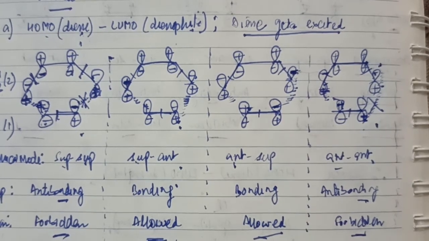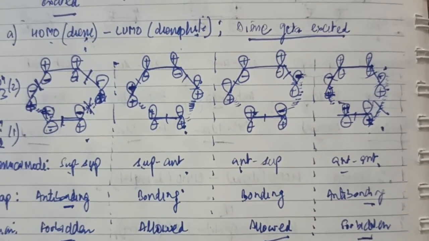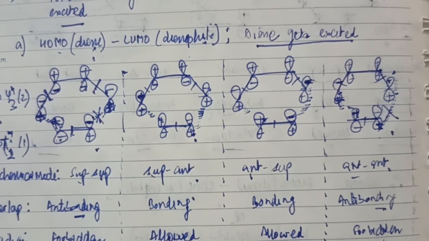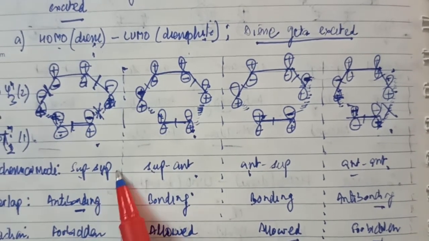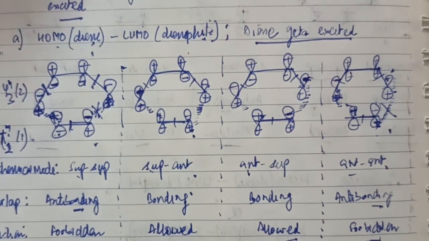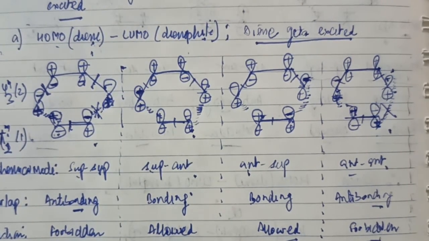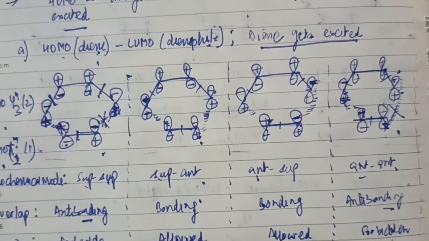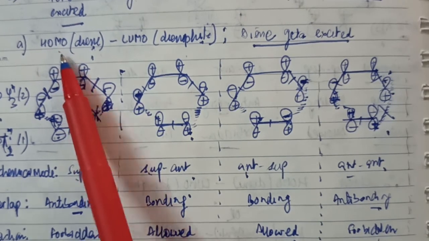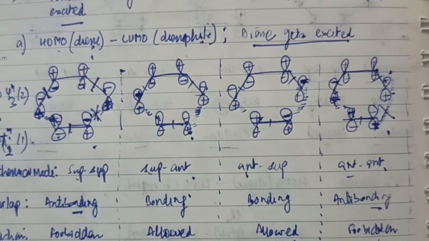this process is forbidden. So we've seen in this particular example that under photochemical conditions, the supra-supra process is forbidden and the supra-antara process is allowed, and this is the reverse of the reaction conditions which we got under thermal conditions. Let's try out the second possibility, where we'll take the HOMO of the dienophile with LUMO of the diene.